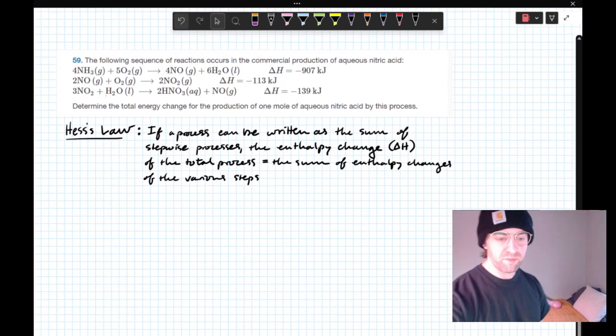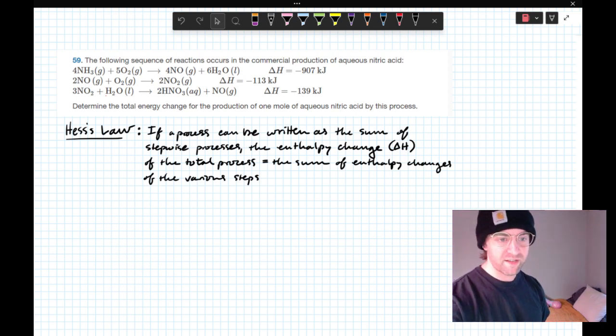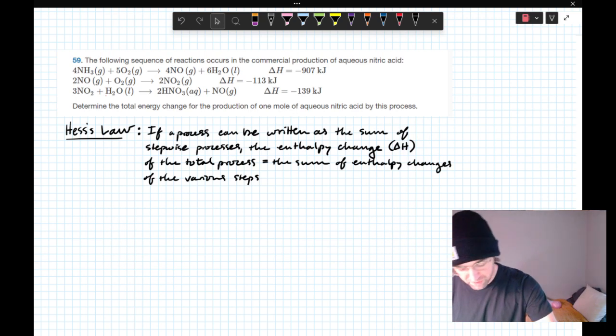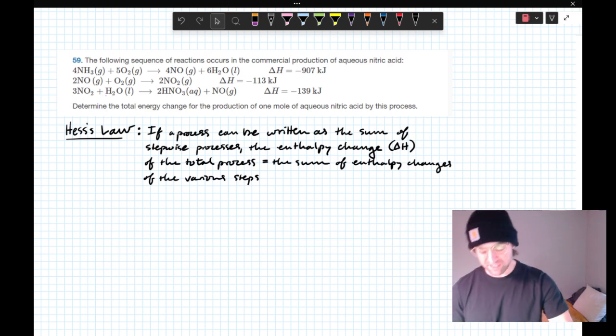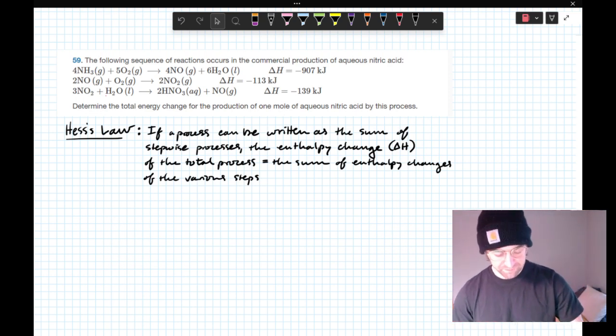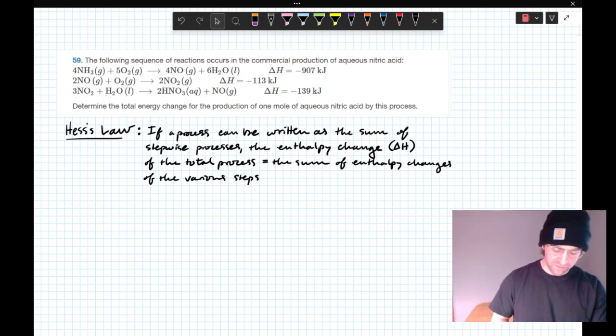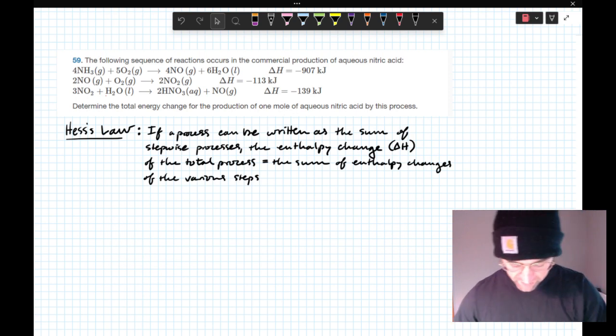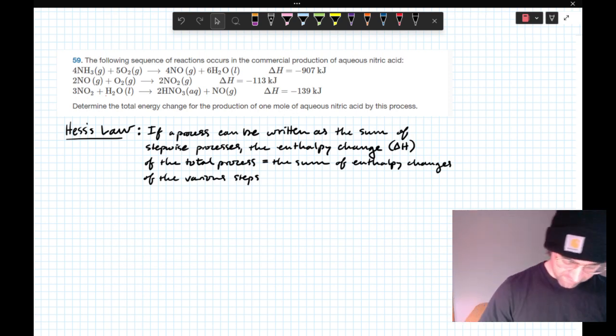So this is probably the most cumbersome problem we're going to deal with today. This is a Hess's law problem. Hess's law states that if a process can be written as the sum of stepwise processes, then the enthalpy change of the total process equals the sum of enthalpy changes of the various steps. So for the prompt here, the following sequence of reactions occurs in the commercial production of aqueous nitric acid.